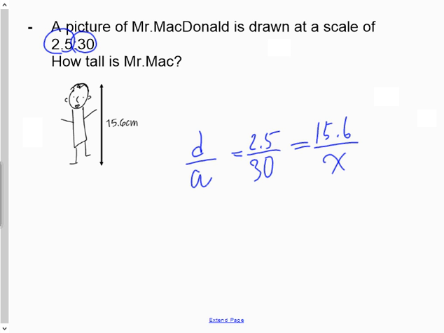how tall actual me will be is x. Now there are various ways you can do this. You can figure out what did you multiply 2.5 by to get 15.6. That's one way to do it. A simpler way is to simply use cross multiplication. So 2.5x will equal the product of 30 and 15.6.